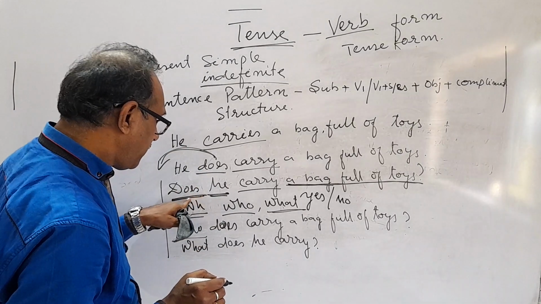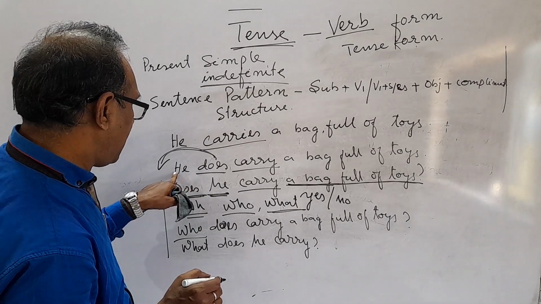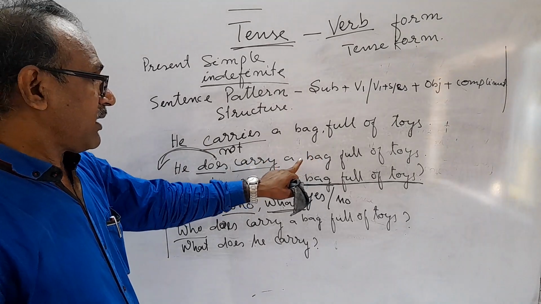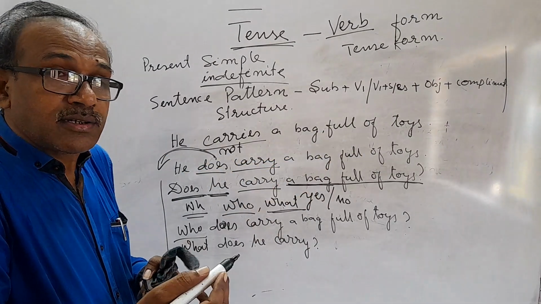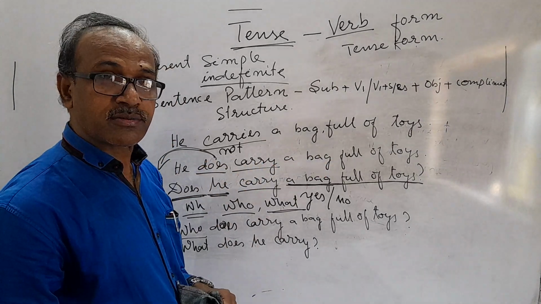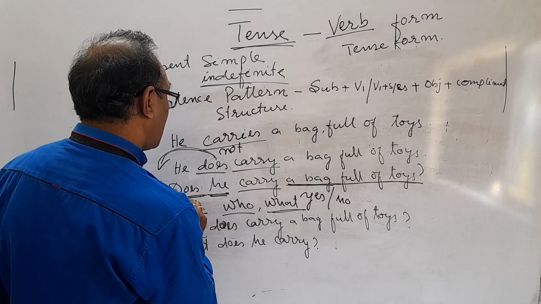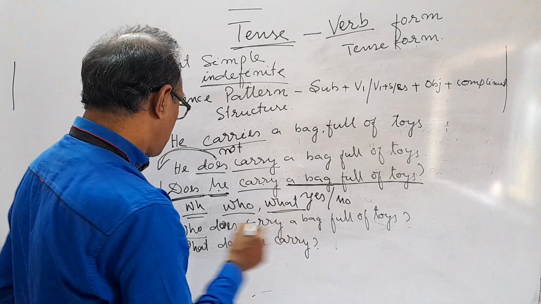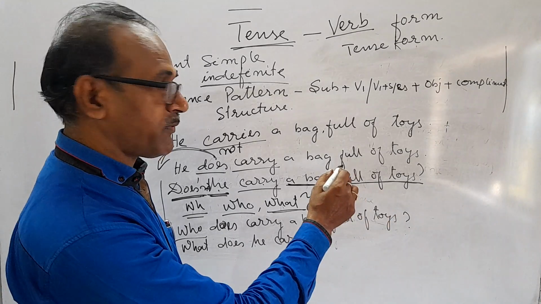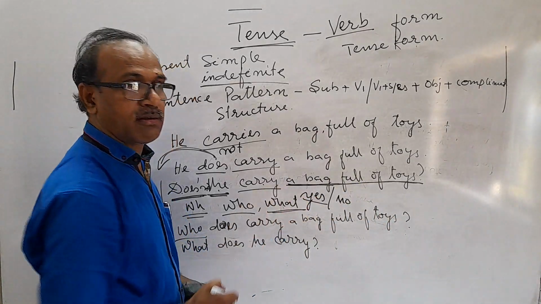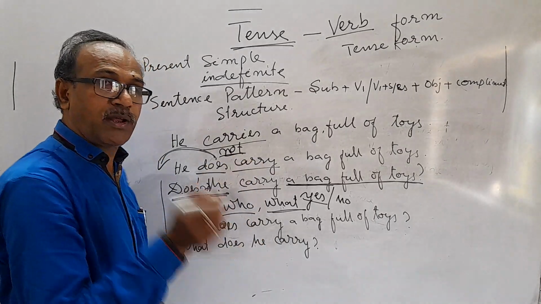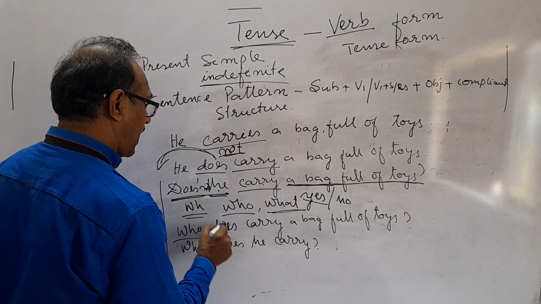Okay, so if this is the sentence, he does not carry a bag full of toys, then what interrogative sentence will you make to get this answer when there is "not"? Okay, so what will you do? Does he carry a bag full of toys? You will just put "not" here. Doesn't he carry a bag full of toys? Then you will get a yes or no question. Okay, so what should you do? This "not" has to be used always with the helping verb.